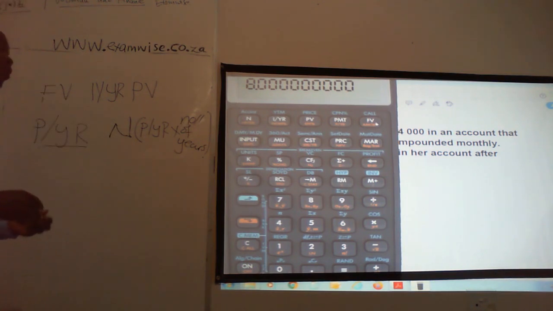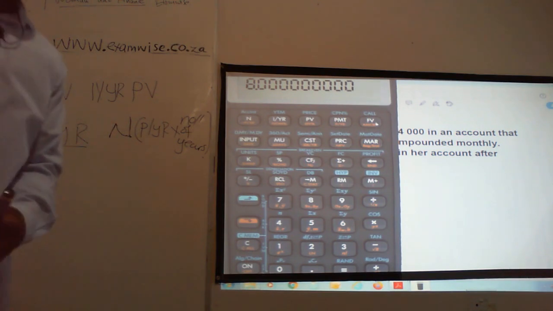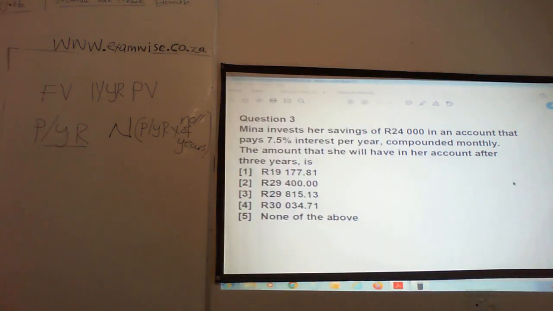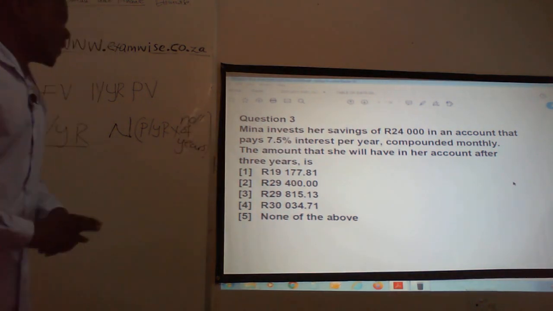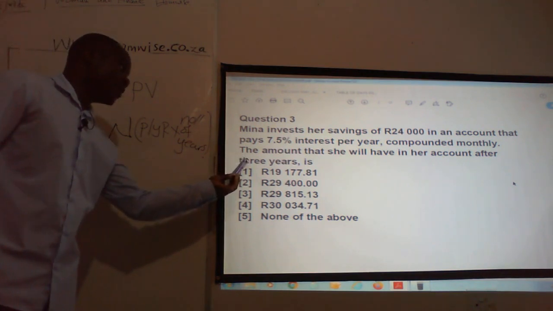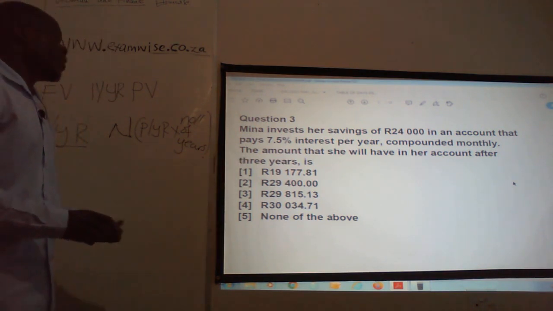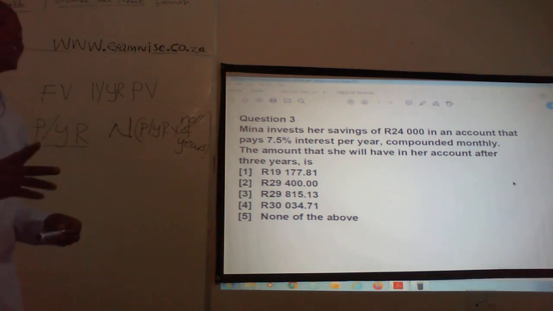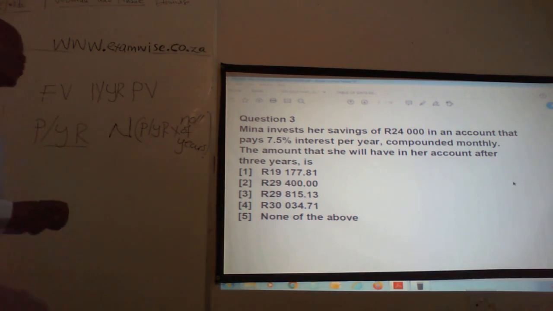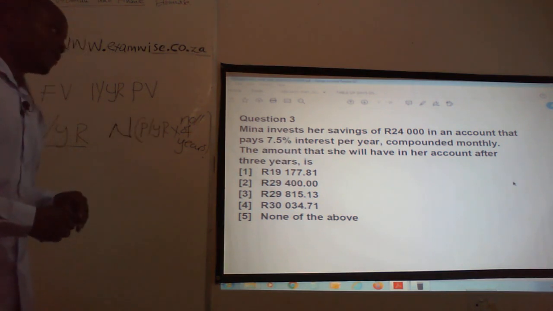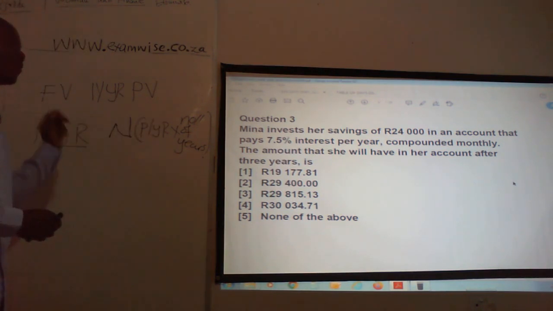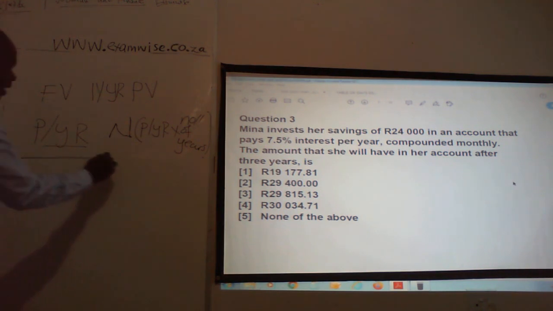As we go, we also add other techniques. So let us now go to our question. Let us determine the variables which are given in the question. The question says the amount that she will have in her account after 3 years is. So we are required to calculate the future value. We need 4 variables to calculate the missing variable, which is our future value.